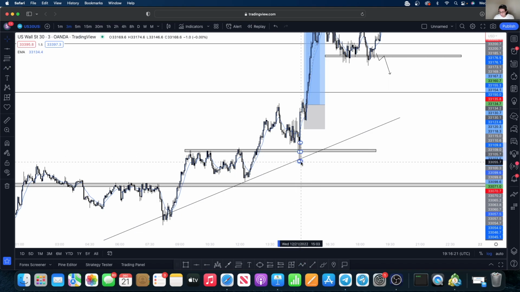The sell that I entered was a sell stop. I was waiting for price to break under this little wick over here. If you notice, we were in profit for like 150 pips, but then price reversed back into stop loss. So that was a lesson learned over there.